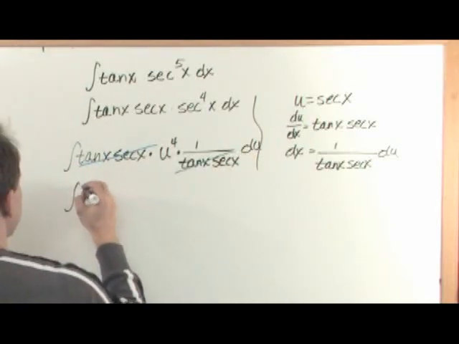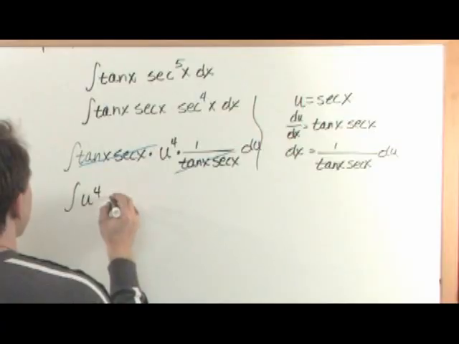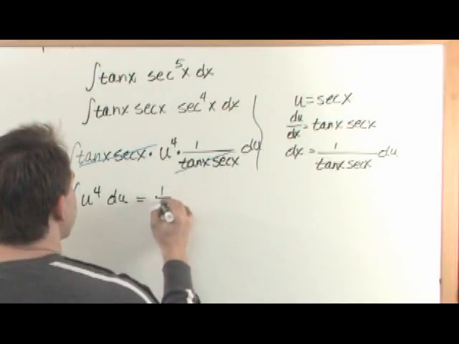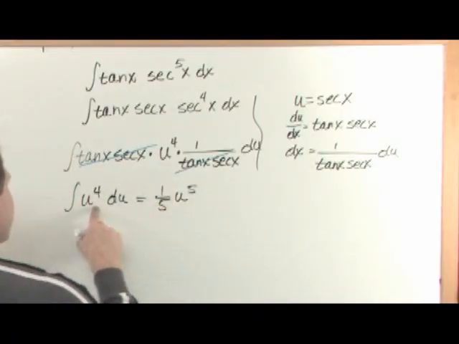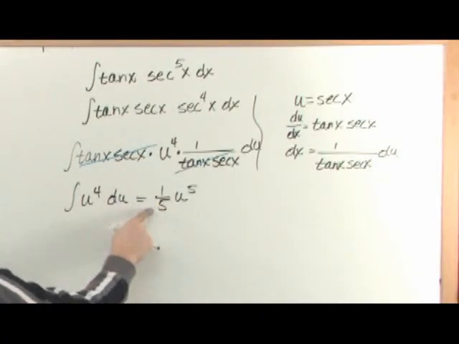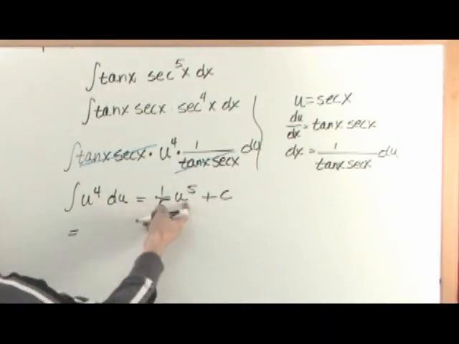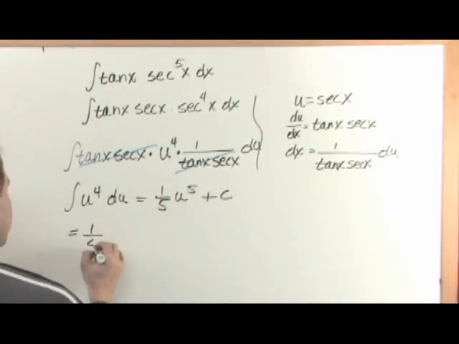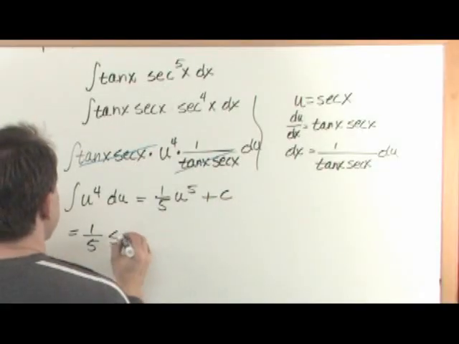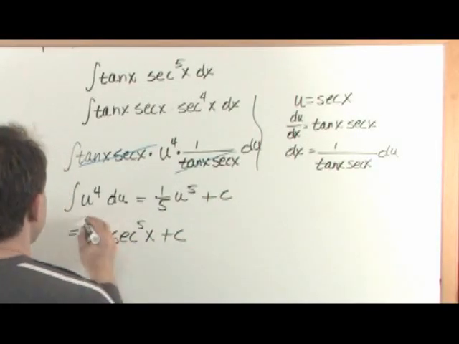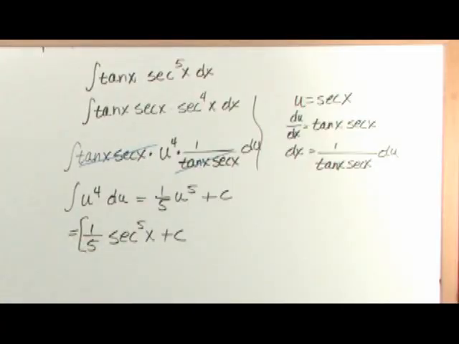So you'll be left with the integral of u to the 4th power du, which is simply 1/5 u to the 5th power using your exponent rule, 1 over exponent plus 1, u to the exponent plus 1, plus a constant. And then we just substitute what we know u is. u is equal to secant, so it's 1/5 secant to the 5th power x plus a constant. So the answer is 1/5 secant to the 5th power plus a constant.